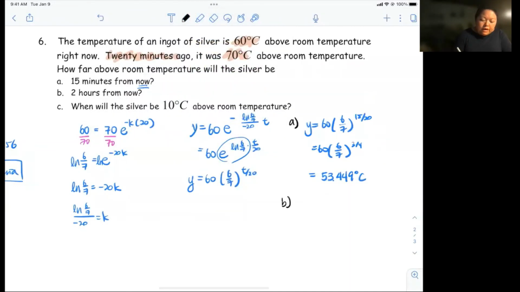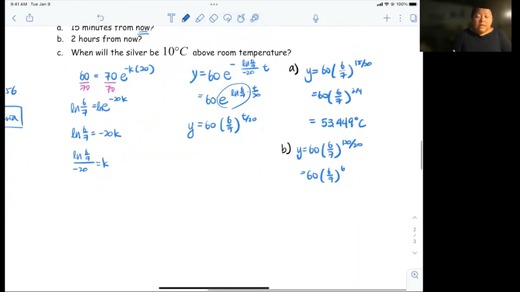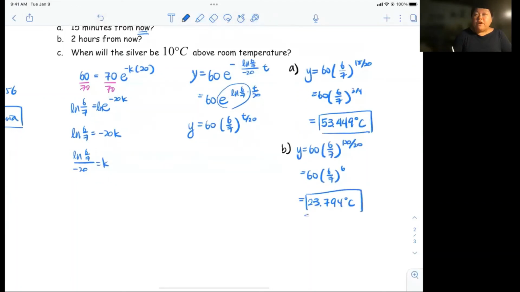Answer the next part. What about 2 hours from now? Remember your units are in minutes, so make sure you change that 2 hours to 120 minutes. It's still 2 hours from 60 degrees. So y equals 60 times 6 over 7 to the 120 over 20. So that's 60 times 6 over 7 to the 6th power. If I do that, I get a temperature that's much lower, 23.794 degrees Celsius. So it's decreasing very, very quickly, exponentially.